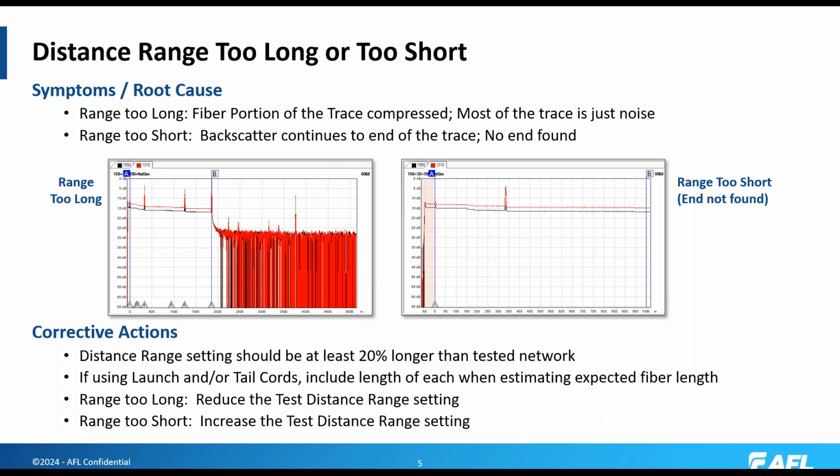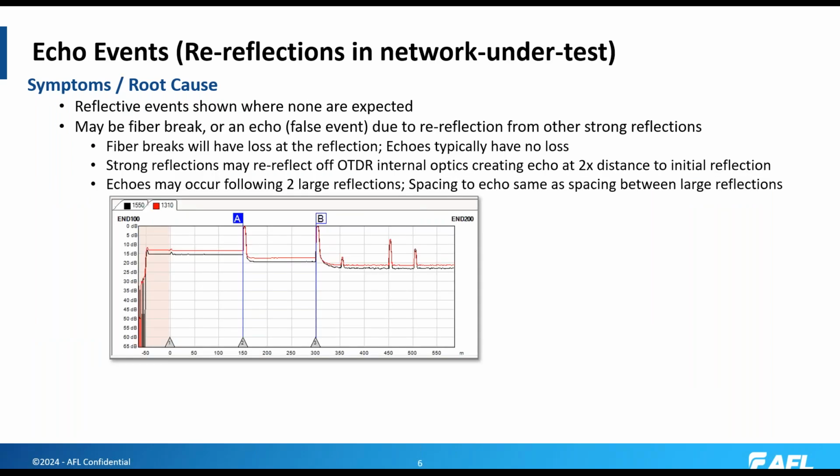If your range is too long, reduce the test distance range setting. If your range is too short, simply increase it. If you're not sure what your fiber length is, you could use real-time mode with a long range setting. Visually look for the end where you see the drop to noise, and then go back into your expert mode to do time-based averaging with a more appropriate distance setting.